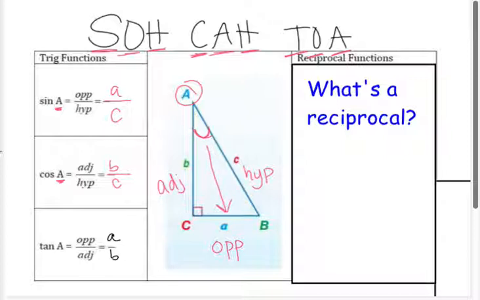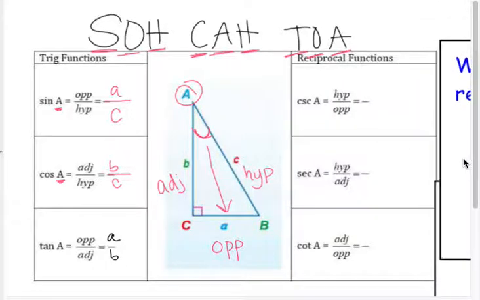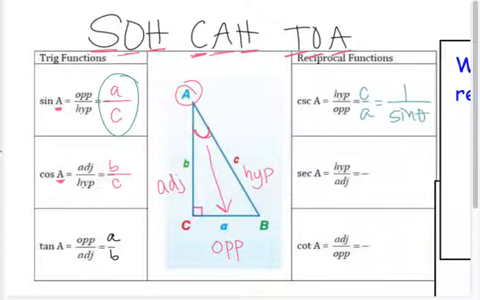Then what's a reciprocal? Well, a reciprocal is when you take and you flip something. So if I have a fraction 1 over 2, the reciprocal is 2 over 1. So these are just the reciprocal functions of sine, cosine, and tangent. Cosecant is really the reciprocal of my sine. Well, it's really going to be just flipping A over C. So now it is C over A. Another way to think about it is it's really 1 over sine of A.